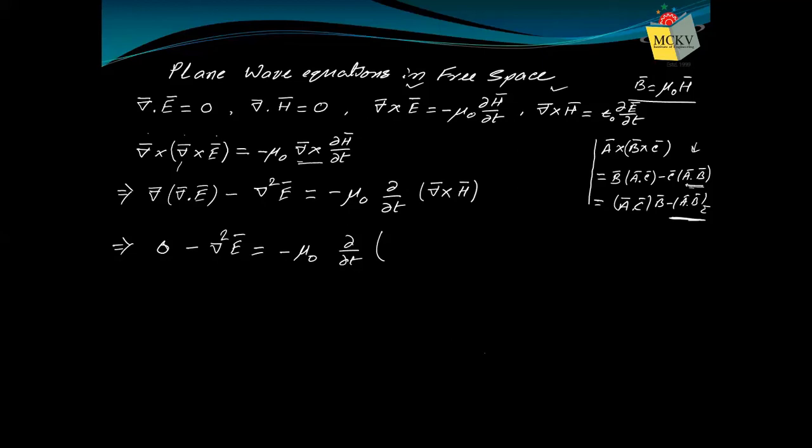And curl H, we know from Maxwell's fourth equation, is epsilon naught del E del T. So we can write, minus del 2E, I'm taking del 2E on the right side and then taking the changes. So minus mu naught epsilon naught is constant, can be taken outside. So what remains: del 2E del T2 equals 0.